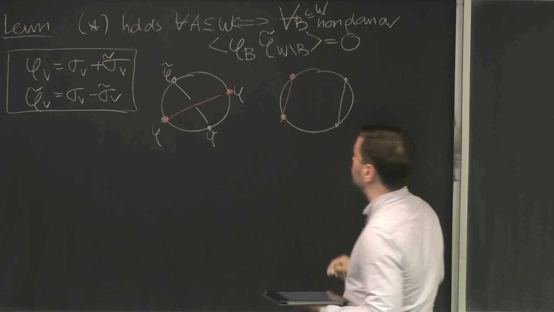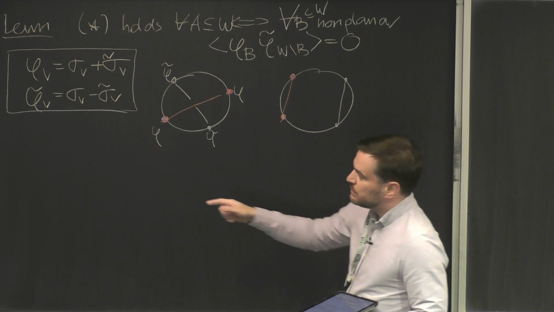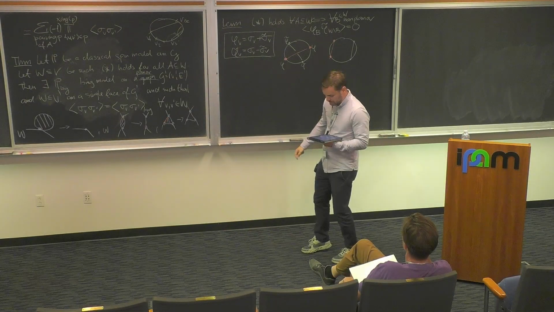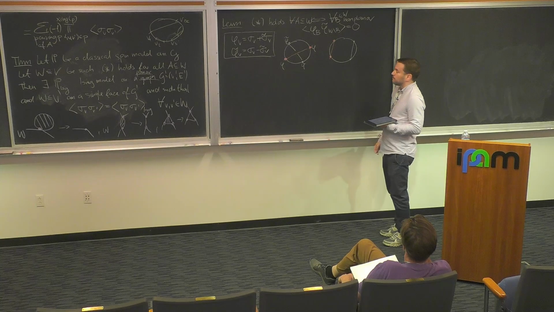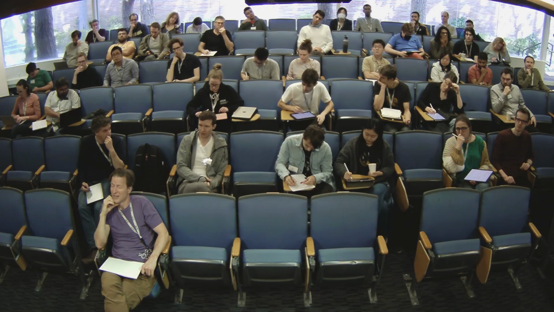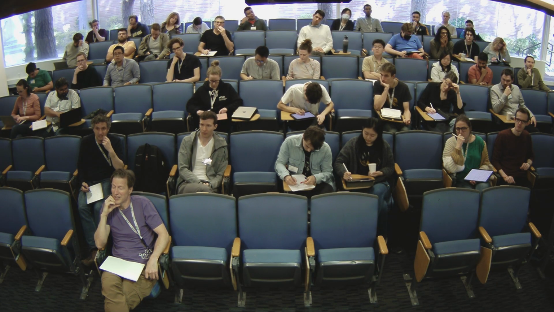Okay, so this you can prove. It's just using this combinatorial expansion of the Pfaffian, this is quite easy to prove. All right. So planar means cyclic interval, is that right? Or?